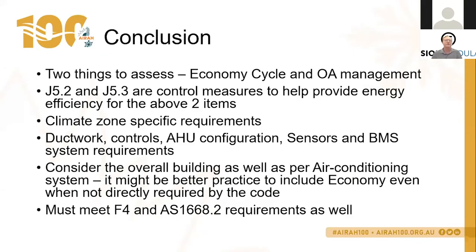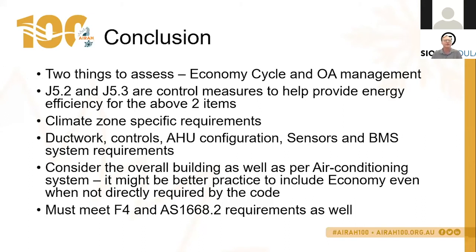So in conclusion, and then we'll go to questions. The two things we've just had a look at in the code are economy cycle and your outside air management. J5.2 and J5.3 are the clauses. They are climate zone specific, so they do not apply across all climate zones.